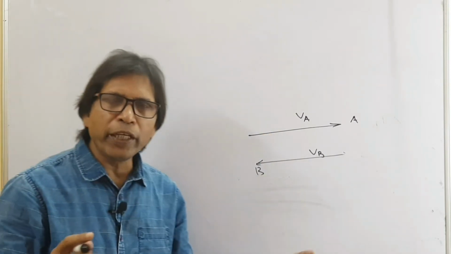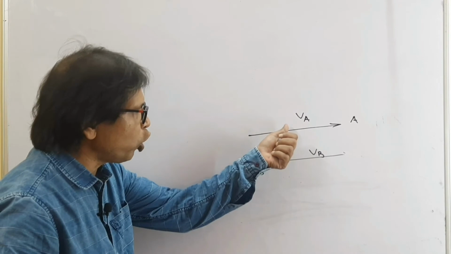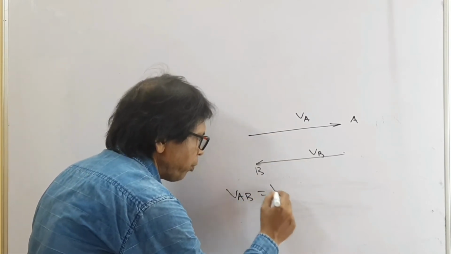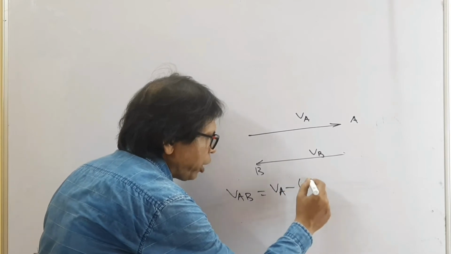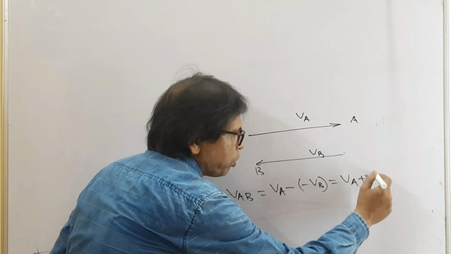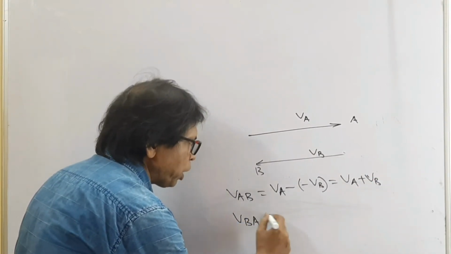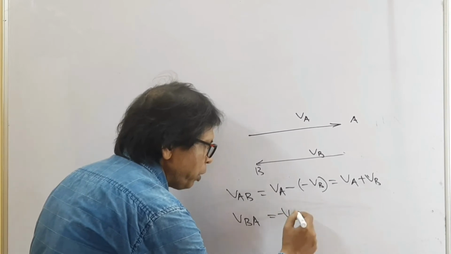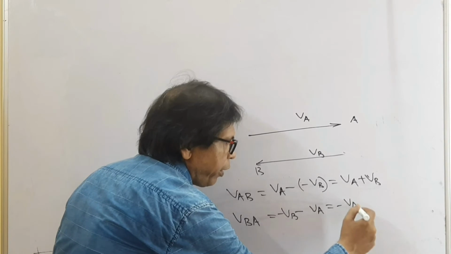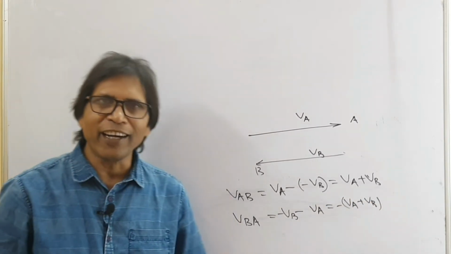If they are moving in the opposite direction, now the relative velocity of A with respect to B, that is VAB, so this is VA plus VB, okay. Now the relative velocity of B with respect to A is minus VB minus VA, so this is minus (VA plus VB) within the bracket, okay, understood?